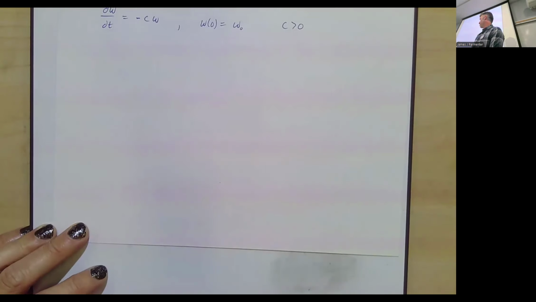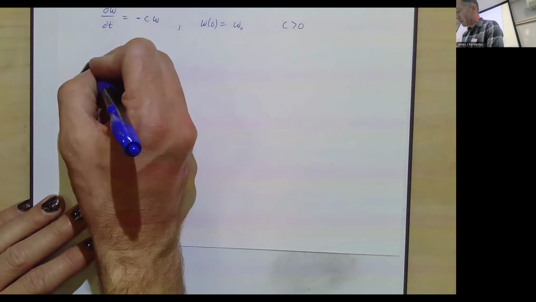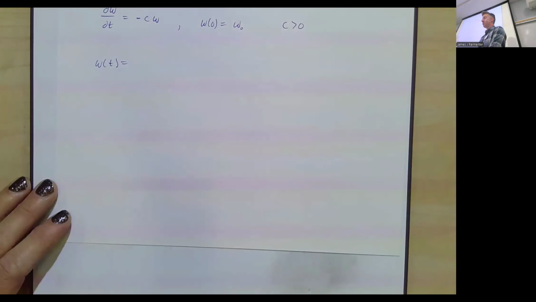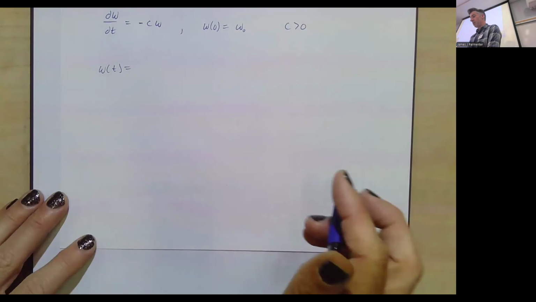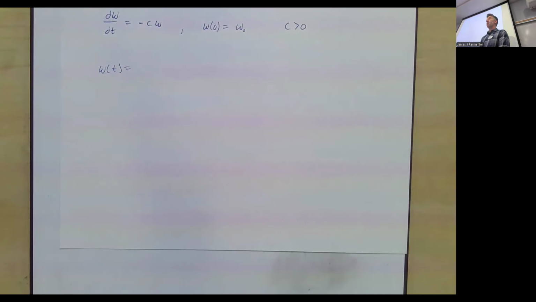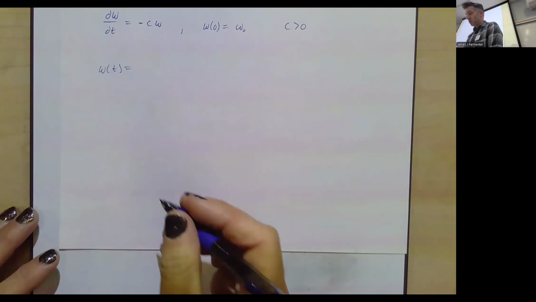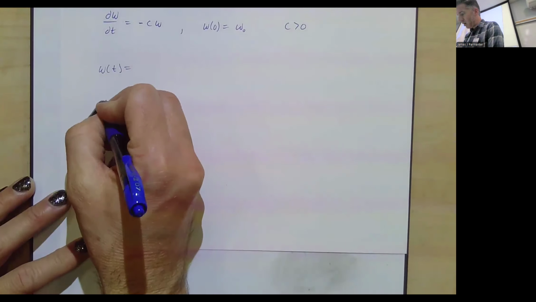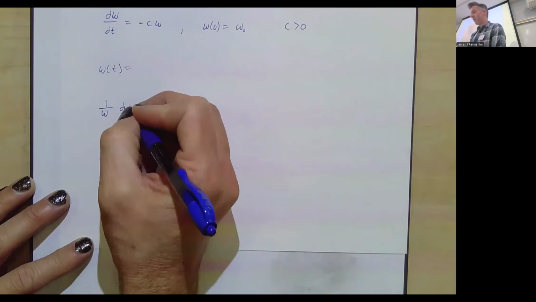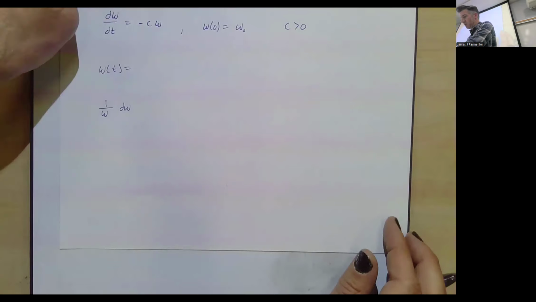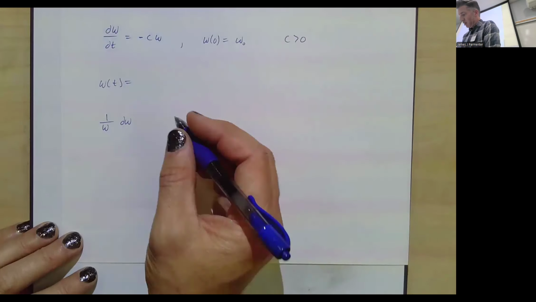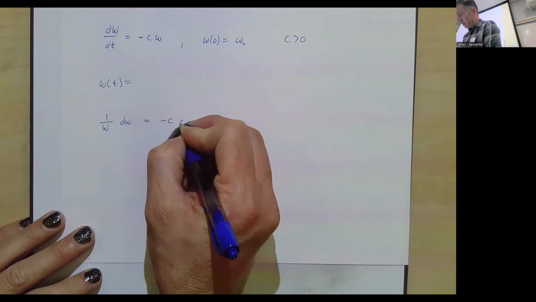Right. So W0 is W, C is a positive constant, and we want to figure out what W of T is. Well, great. We're going to do the same thing we just did. I should point out, this is an example of separation of variables, where we bring all the W's to one side, all the T's to the other side. So I'm going to say that 1 over W times dW, or if you prefer, dW over W, is equal to negative C times dt.